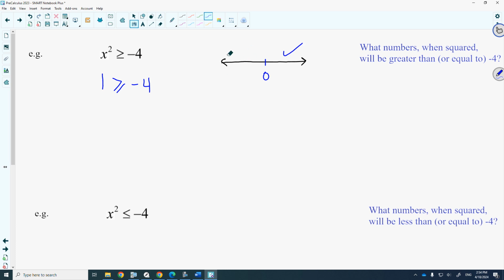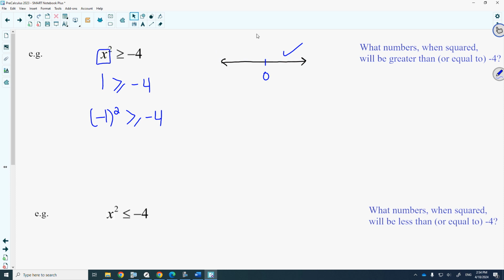I'm going to pick negative 1. Okay, so in here, I'm going to pick negative 1 and square it. Is that greater than or equal to negative 4? Well, that would be 1 again. And 1 is greater than or equal to negative 4. So that would be true.